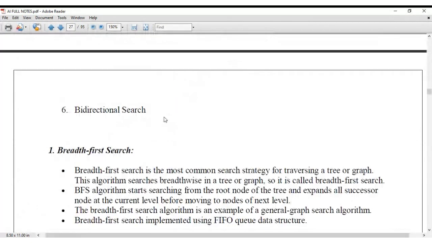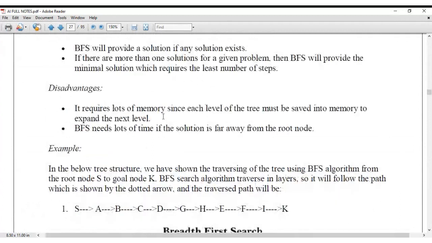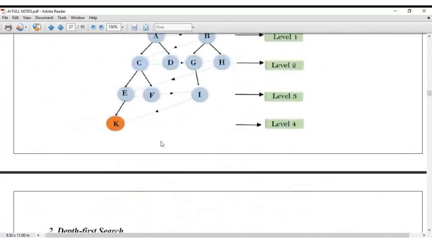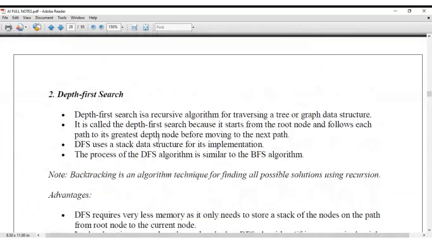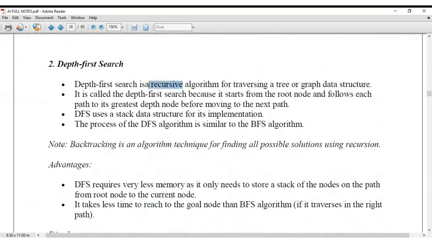Now let's look at depth first. Depth first is a recursive algorithm. Recursive just means repetitive. It is a recursive algorithm for traversing a tree or a graph data structure. It is called depth first because it starts from the root node and follows each path to its greatest depth before moving to the next path.